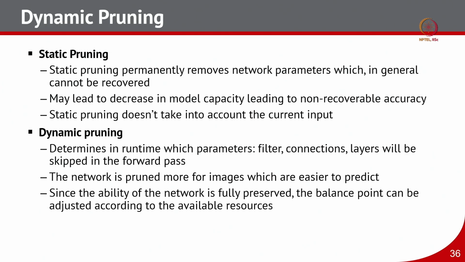Now it may lead to decrease in model capacity, leading to non-recoverable accuracy, right. Moreover, remember, if you remember the mathematical formulation of pruning, we discussed that during pruning we try to keep the accuracy intact, or we try to take the pruned network which has maximum accuracy. When we say maximum accuracy, that is on a specific data set, right. But in practice we might get one input which is not from the data set, like in real time.